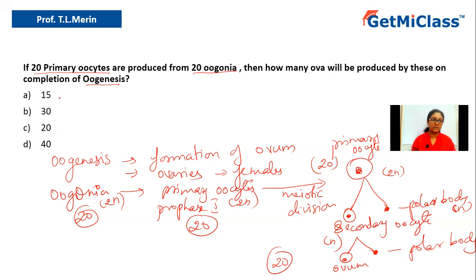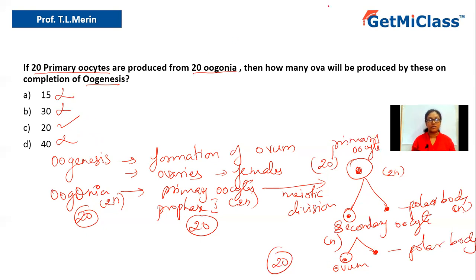So now let us again read the options. Option A says 15, which is ruled out because according to our calculation one primary oocyte will produce only one ovum. Option B says 30, that is again ruled out. Option C says 20, which is the correct answer because, as I told you, 20 primary oocytes will give rise to 20 ova. And option D says 40, which is double the amount, which is not possible because there is unequal division happening, not equal division, and one of the cells is getting converted into a polar body. So ultimately we get only one ovum from each primary oocyte. There are 20 primary oocytes, so there will be only 20 ova.